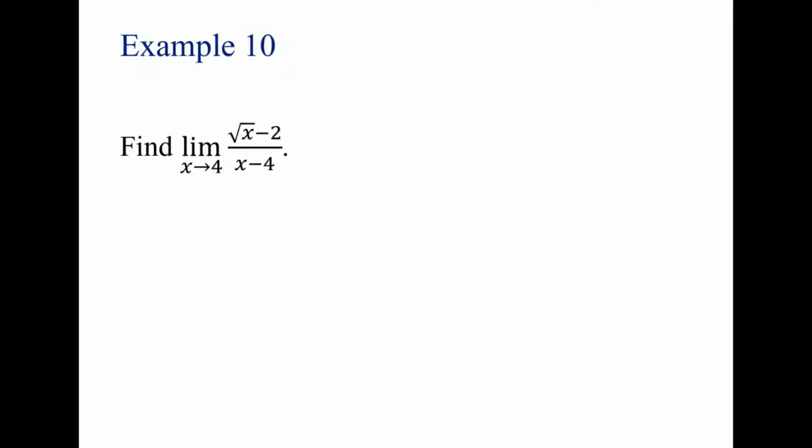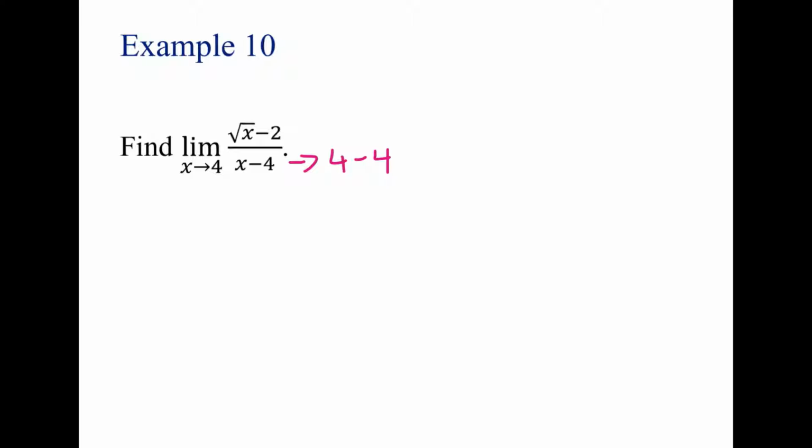Find the limit as x approaches 4 of the square root of x minus 2 over x minus 4. We can use our quotient property here, and then the bottom, x minus 4, is a polynomial, so we can just go ahead and substitute 4 for x.